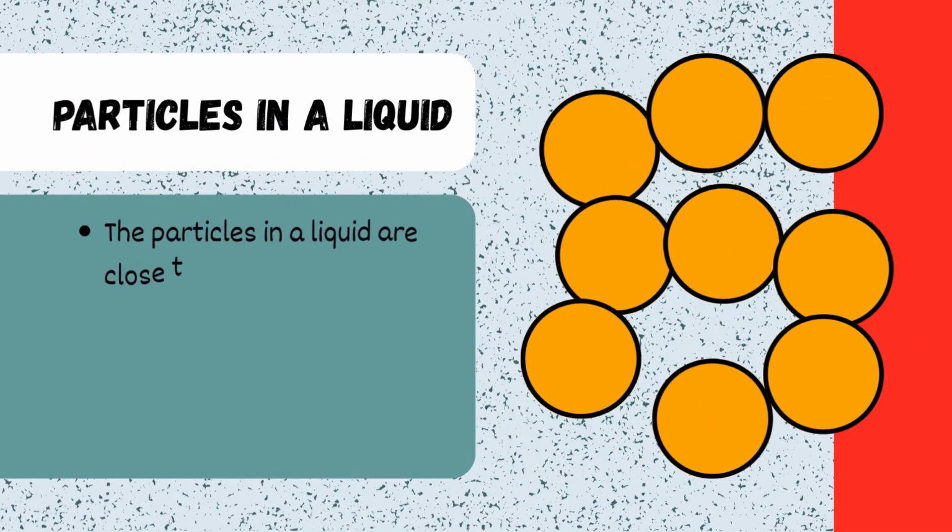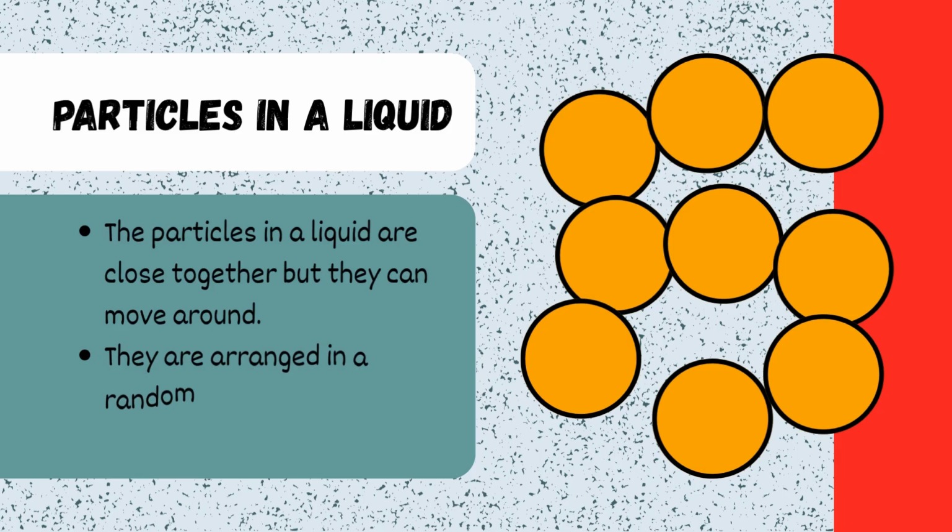Here is an image in which you can see the arrangement of particles in liquids. The particles in liquids are close together but they can move around. The particles in liquids are arranged in a random way, touching many of their neighbors, so they are not arranged in a regular manner.